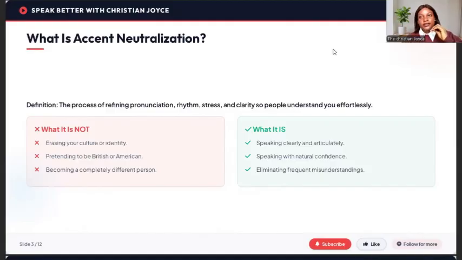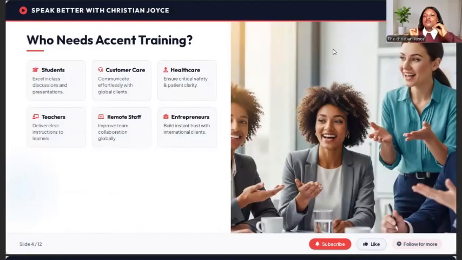See this as a skill. Simple. What it is: speaking clearly and articulately, speaking with natural confidence, and eliminating frequent misunderstandings. That is what accent neutralization is all about. Now, for the next part, who needs accent training?